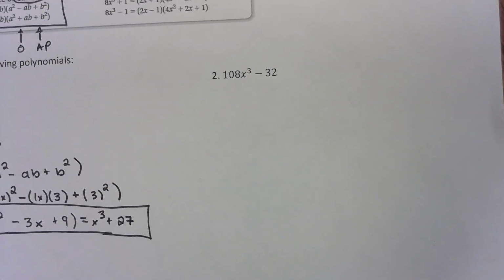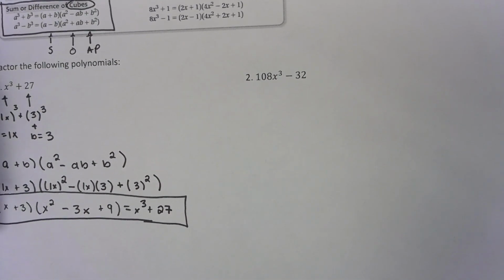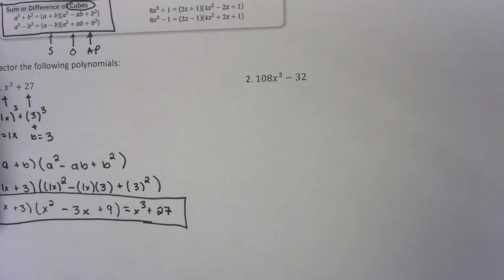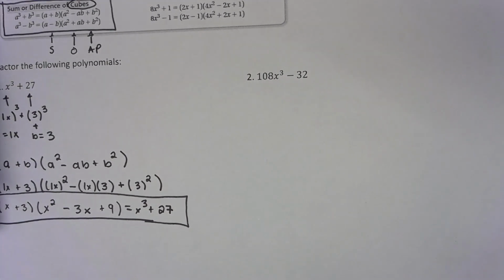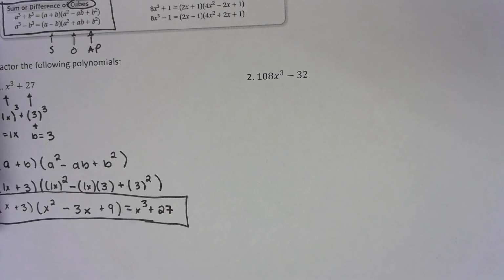So I'm like, okay, it's a little odd, but I remember that Mr. Youngren has emphasized to look for greatest common factors. What number divides 108 and 32? I think there's actually quite a few. 6. Yeah, I think 6 works. Let's divide by 6 and see what we get. Actually, 6 does not divide 32.